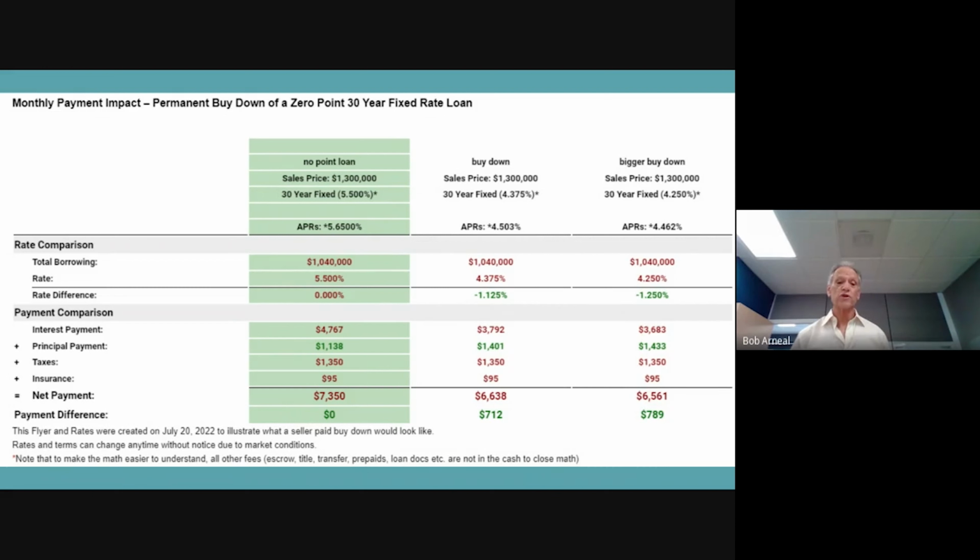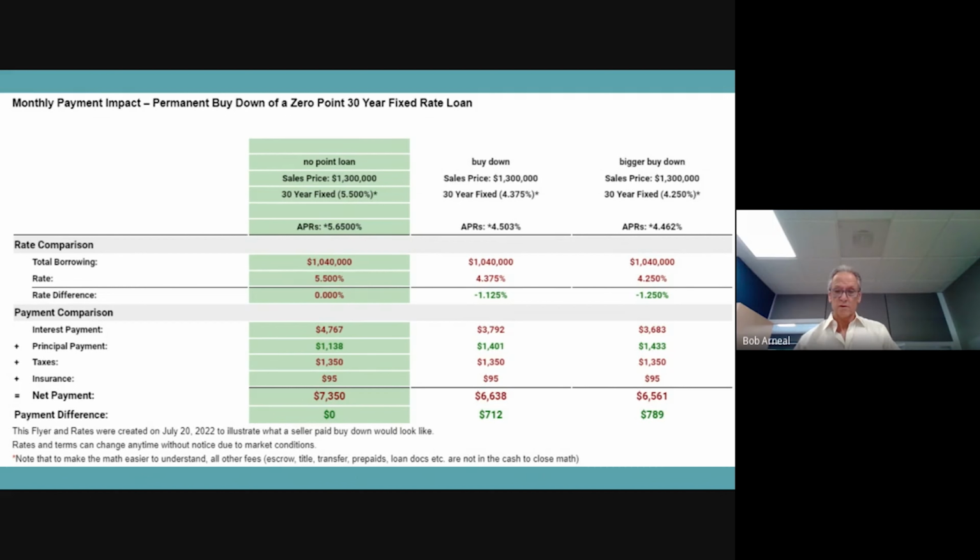So I've put in the first box here the math as it would stand yesterday. And yesterday, assuming a 5.5% 30-year fixed rate, see where it says at the top left, no point. If you scroll all the way down. If you use this mouse, they can see that arrow. Oh, beautiful. Okay, so see where it says no point loan right there. Scroll all the way down. You can see the 5.5 is the rate. You can see the interest, the principal, the taxes, the insurance. Of course, it's all estimated. And then the net payment of $7,350.